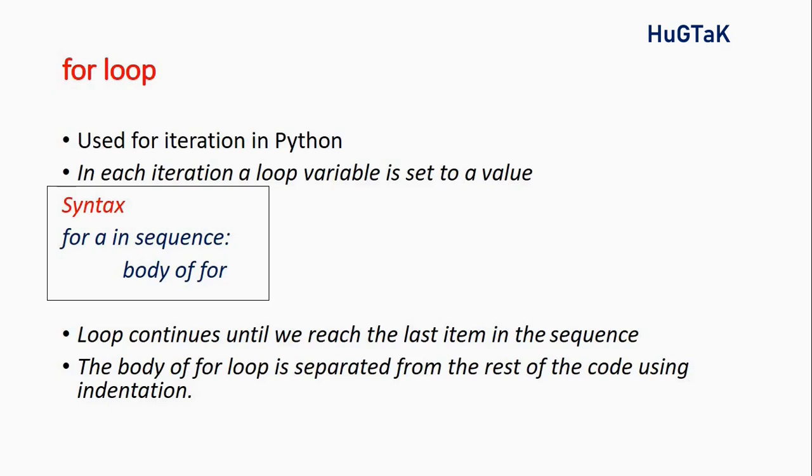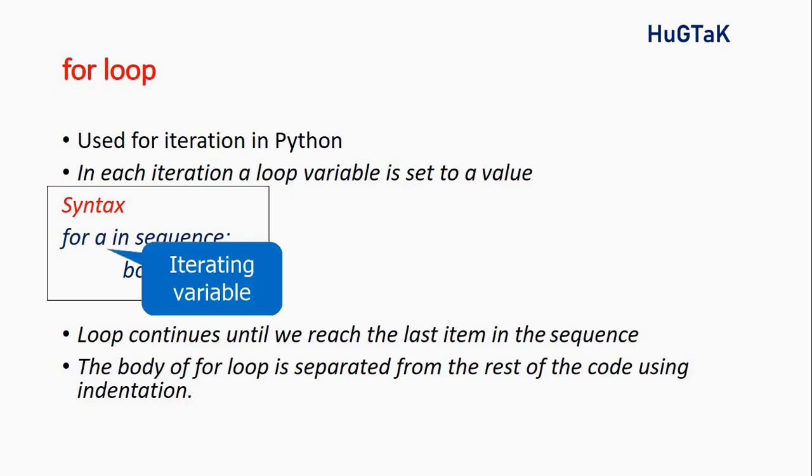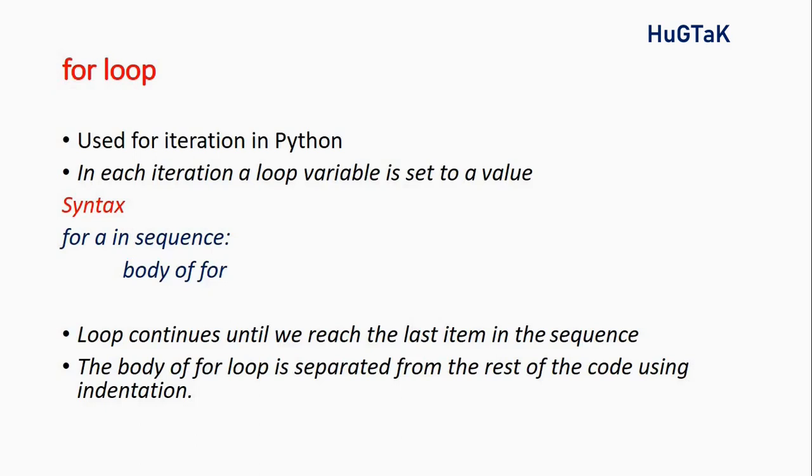That is, for a in sequence colon, body of for. You can see a spacing over there, and that is known as indentation, and we have dealt with that. Here a is the variable that takes the value of the item inside the sequence on each iteration. So the loop continues until we reach the final item in the sequence. Once we go beyond the final item, the loop ends there.